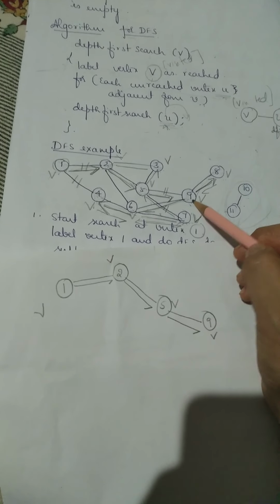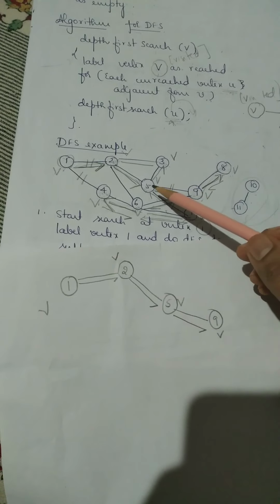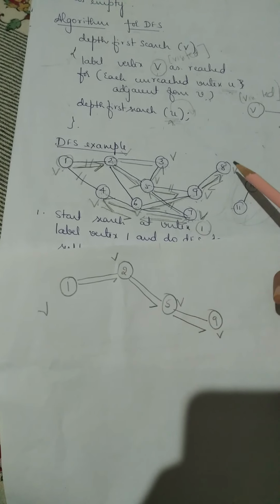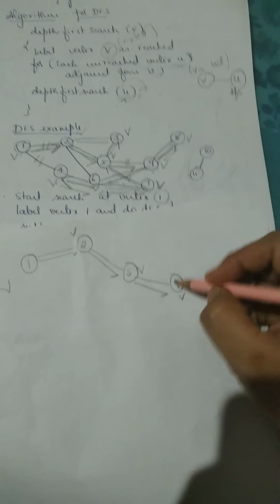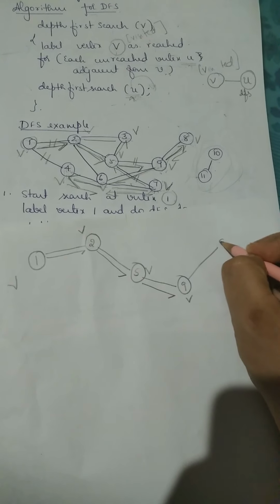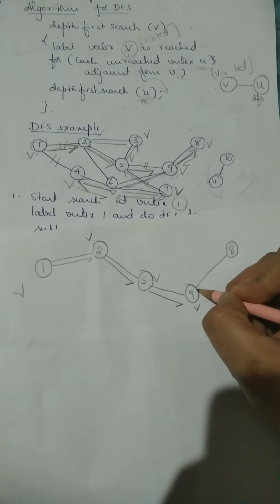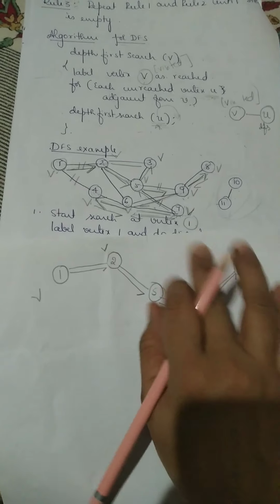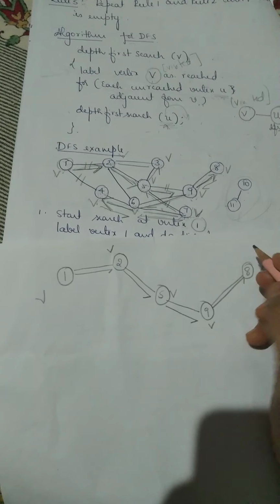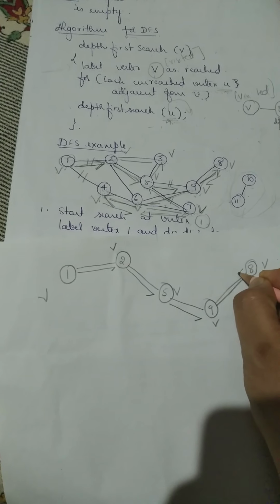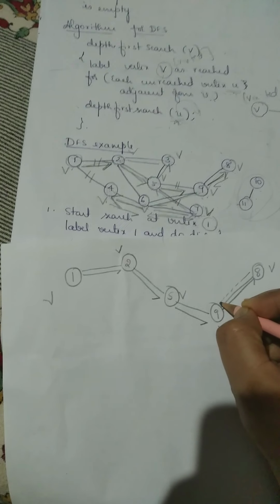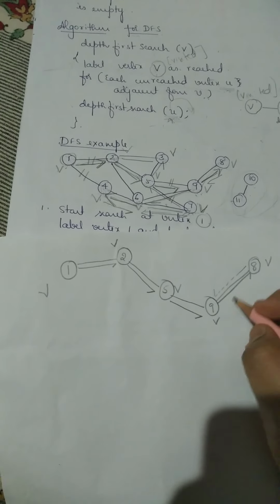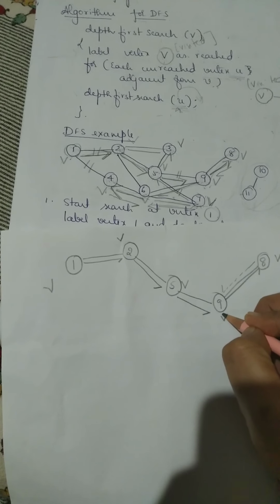Now from 9, how many adjacent vertices are there? 5, 6 and 8. I can select only one. I'll select 8 and label it as visited. From 8, there is no adjacent vertex. So now what can I do? I can backtrack. Okay, backtrack to 9.